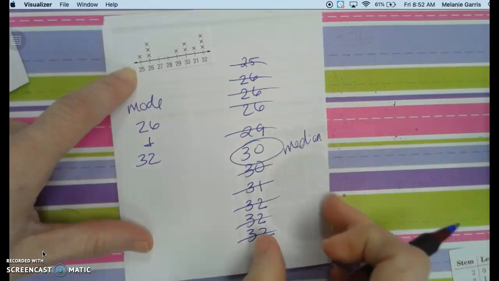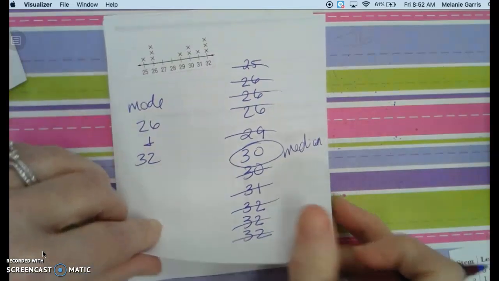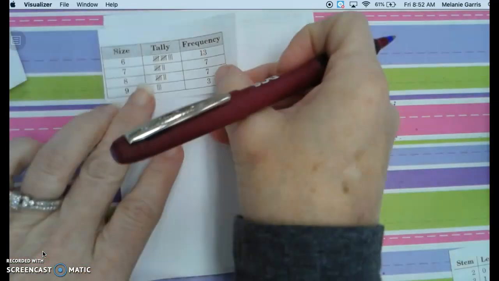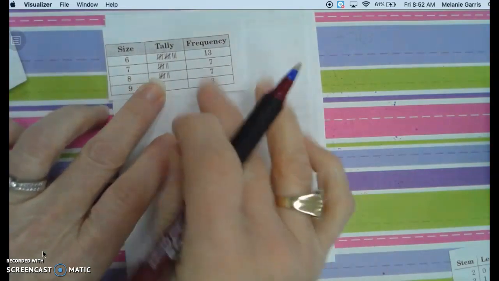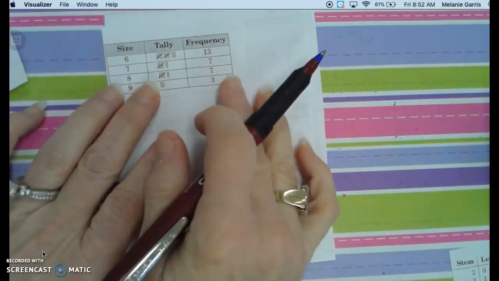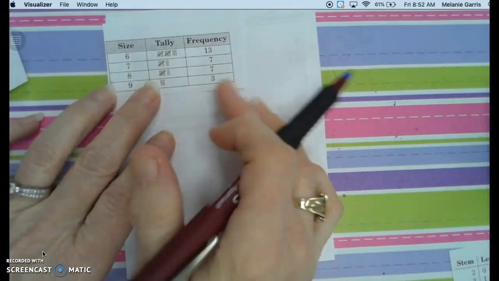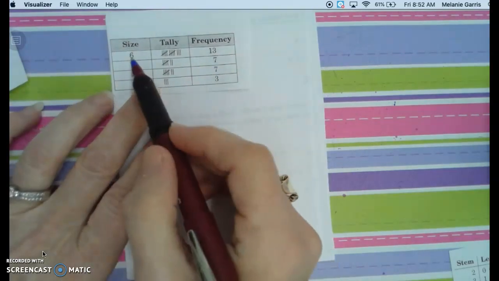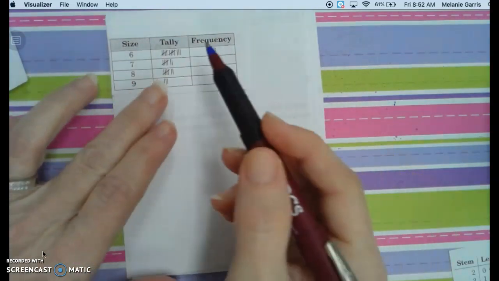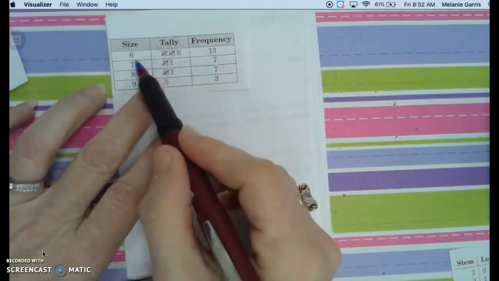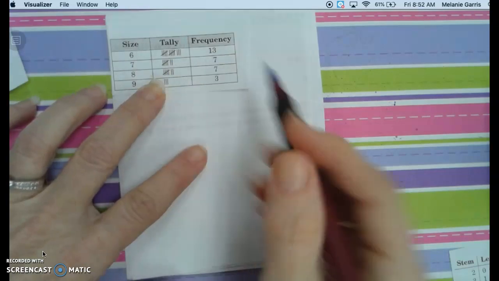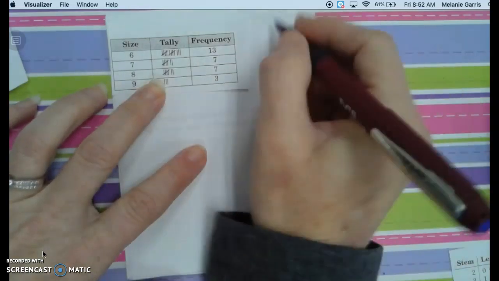Okay? So let's look at a frequency table real quickly. Now this frequency table is going to be a lot of numbers to write. Some people call it a tally table, either way you think about it. This means size 6. Let's say this was shoe size. So if we looked at 7th grade, there would be 13 people that had a size 6 shoe. So we would write down the number 6 13 times.